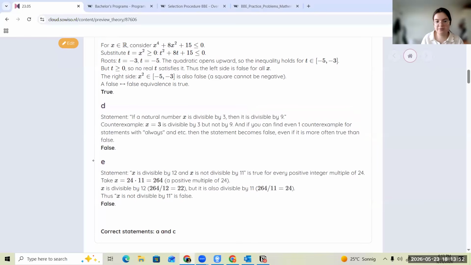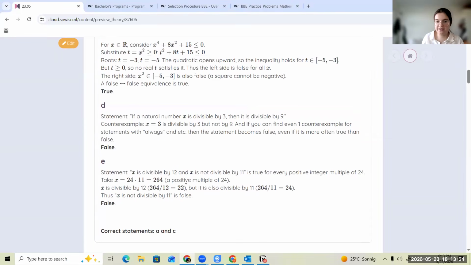And statement E: x is divisible by 12 and x is not divisible by 11. It's true for every positive integer multiple of 24. So is it really true for every? Not really, because if you want it to be divisible by 11, the first thing you can think of is 24 times 11, right? That's guaranteed to be divisible by 11, because that is the harder thing to find. Divisible by 12 is relatively easy for multiples of 24, but for 11, you just go straight into 24 times 11.